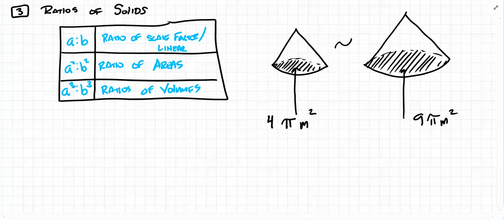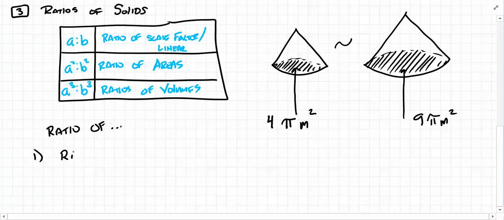Okay. So here's what we're going to figure out. We're going to make a list. So we're going to find the ratios of the following. Number 1, the ratios of their radii. I'm gonna put the list up here so you can see. 2, their lateral areas. 3, their heights. 4, their total areas.